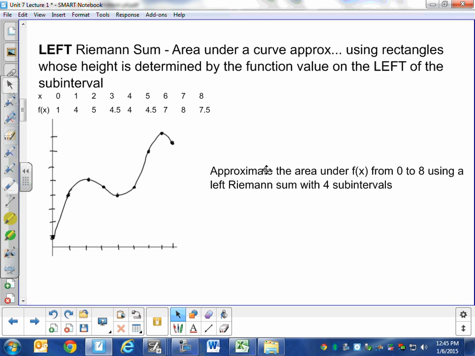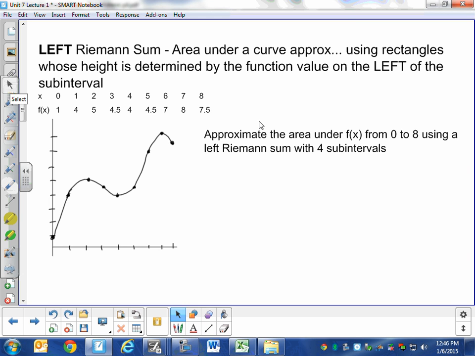Okay, so a left Riemann sum is, of course, just an area under a curve approximation. We're going to be using rectangles specifically. So Riemann is just doing this formulaic approximation. We're going to pick a specific type of geometric figure. We're also going to keep the bases all the same, so the same type of partition. And then he's going to take a specific function value to denote the height of all of our rectangles.